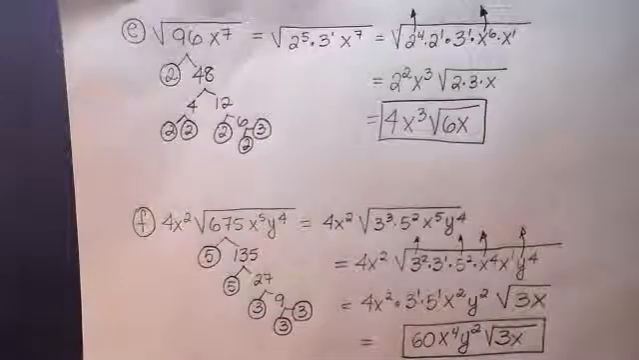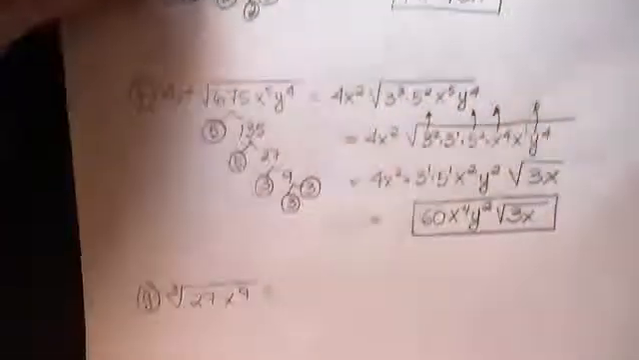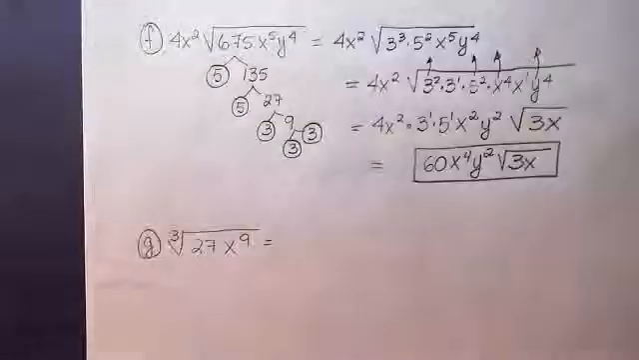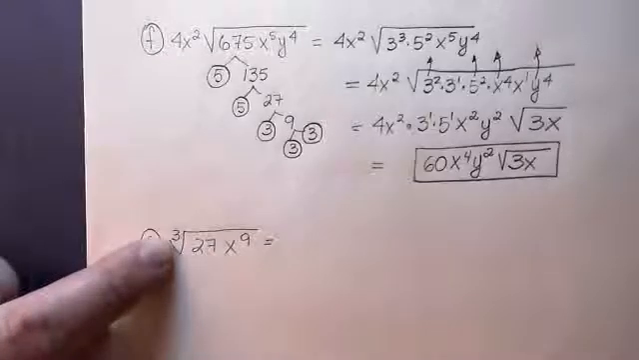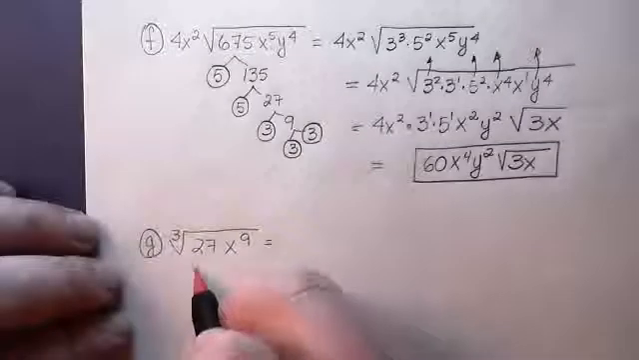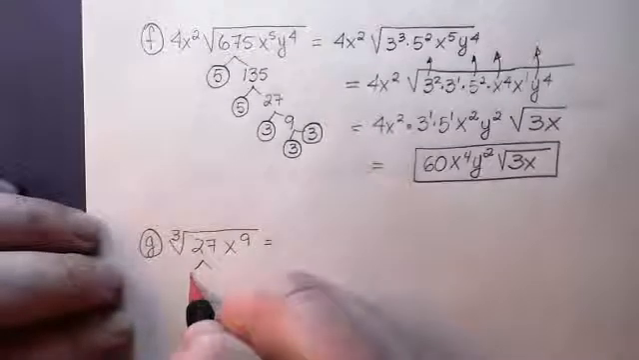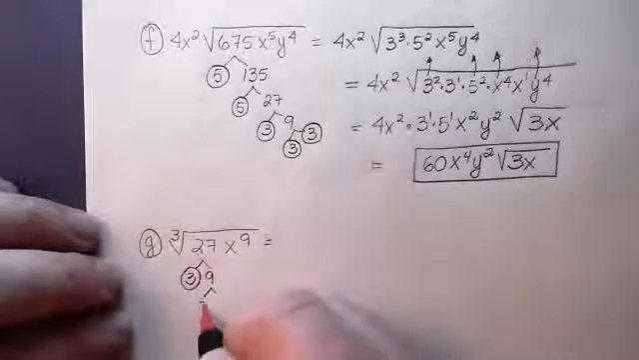Okay? Alright, very well. Let's go on to the next problem. The next problem, if you notice, there's going to be a 3 now. So now we're moving away from square roots and going to cube roots. But the same strategy applies. First, do the prime factorization. This would be 3 times 9. How do you break down 9? 3 times 3.